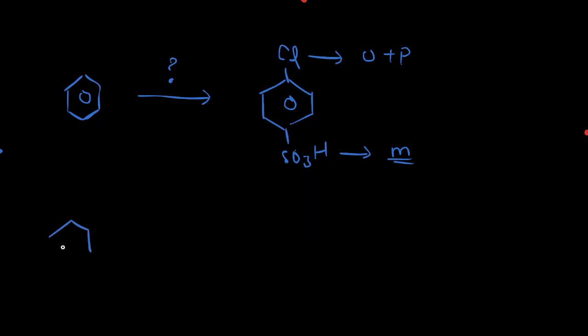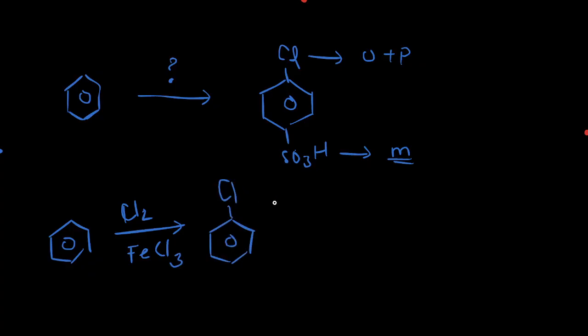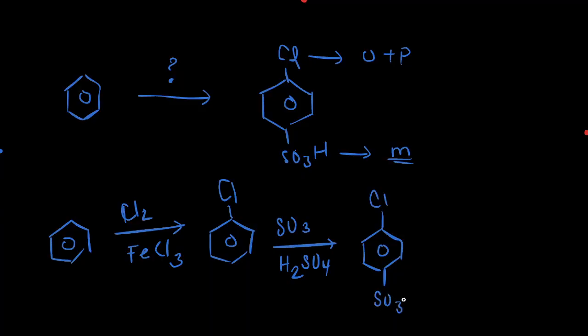So if we take our benzene and we react with our Cl2 and FeCl3, we chlorinate this benzene, right? This chlorine is an ortho para director. So if we do our sulfonation next, we will actually get our desired product, right? We will now be able to attach this SO3H on the para position. So this is kind of the way that you want to think about these problems. All right, let's look at another example.